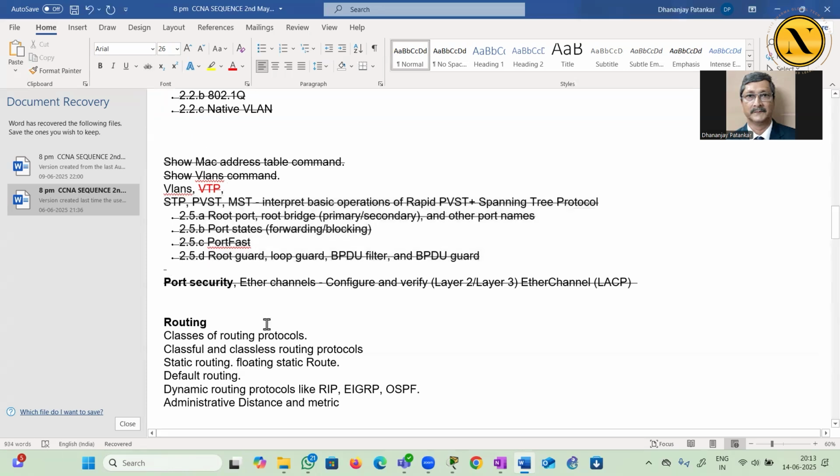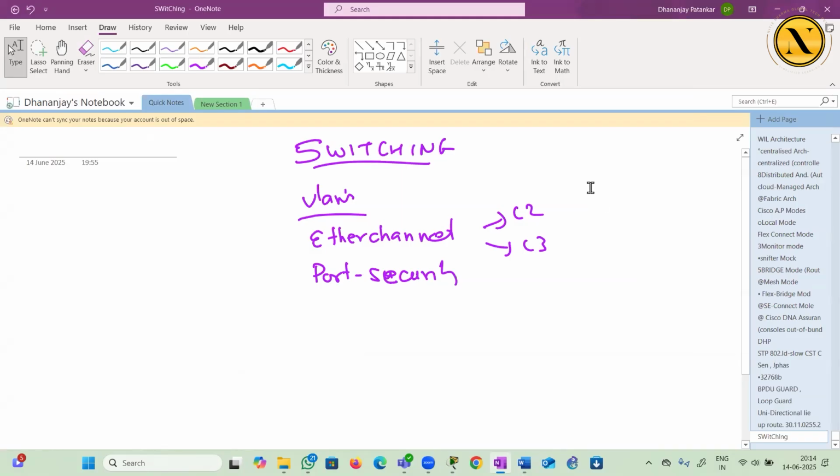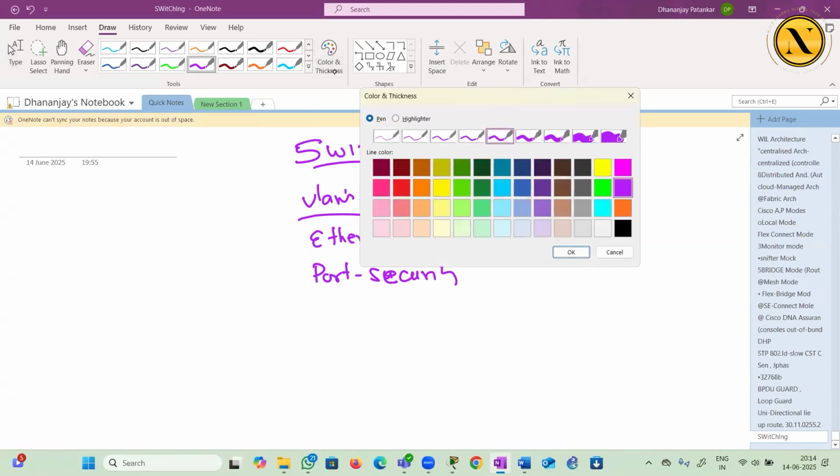So now we are going to officially start routing. Of course, we have done a bit of static routing and default routing, right? I showed you the labs, of course. No theory, nothing. But we'll again begin with this. So let's come back to switching first. We'll resume routing later on, right? I haven't shown you the switching PPTs, correct? I haven't shown you the PPTs.